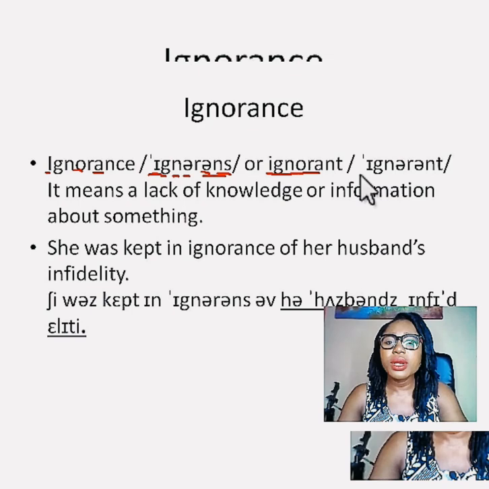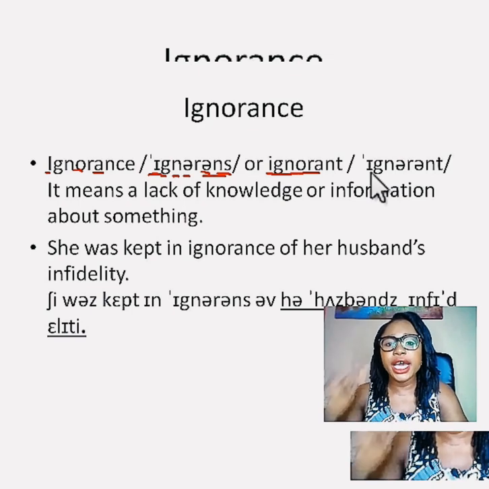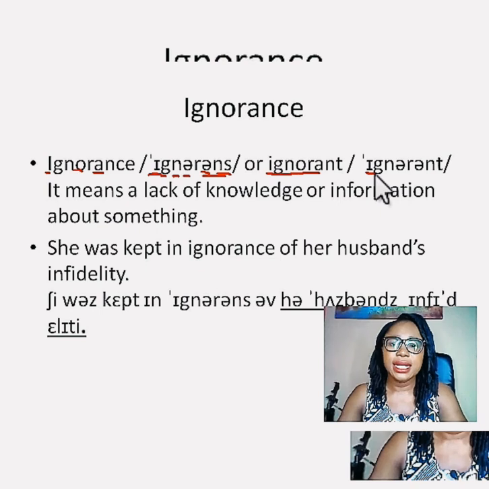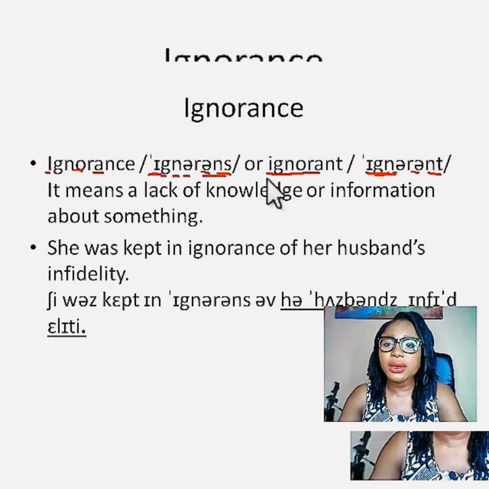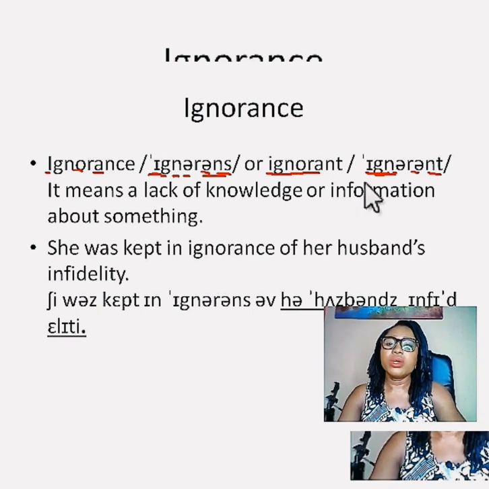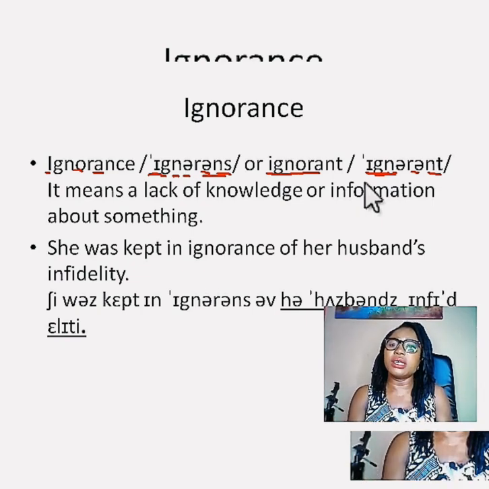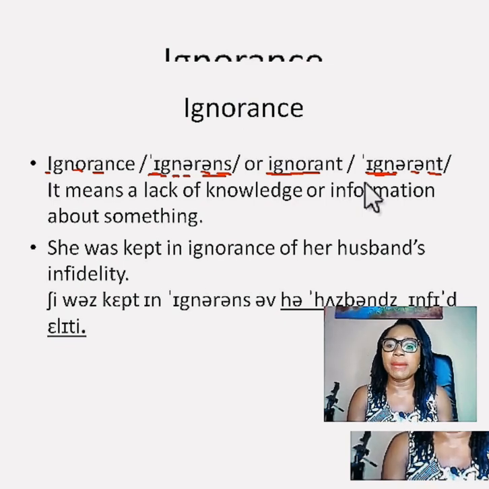Alright. I'll say here for ignorant. The word is ig. Ignore. So it's the same thing. So you have A plus G gives you egg. That's ignorant, not the mispronounced version. Ignorance and ignorant. What does it mean? What does this word mean? It means a lack of knowledge or information about something.